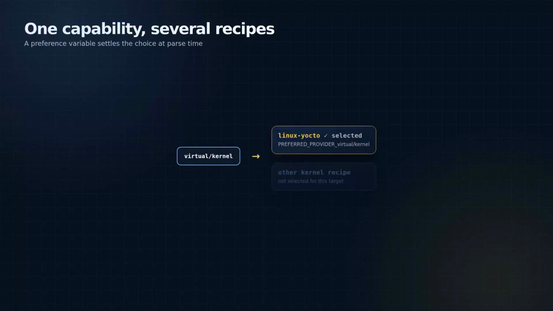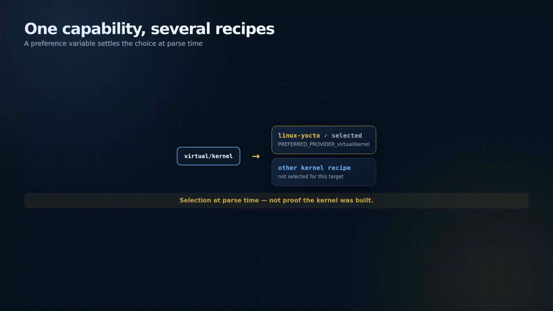Provider selection answers a question that a plain dependency list cannot. The abstract name says what is needed. The preference variables say which recipe and which version satisfy it here. A different machine or distribution policy could select a different provider from the same metadata, which is why two builds can share recipes yet resolve dependencies differently.